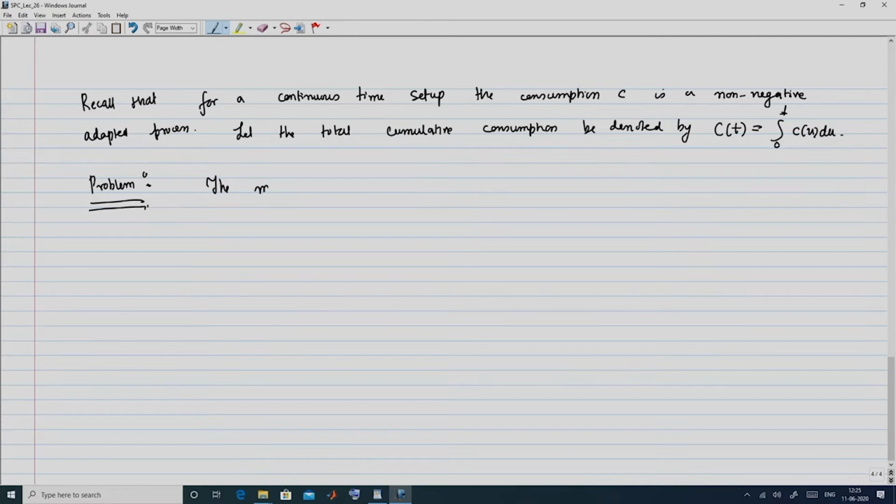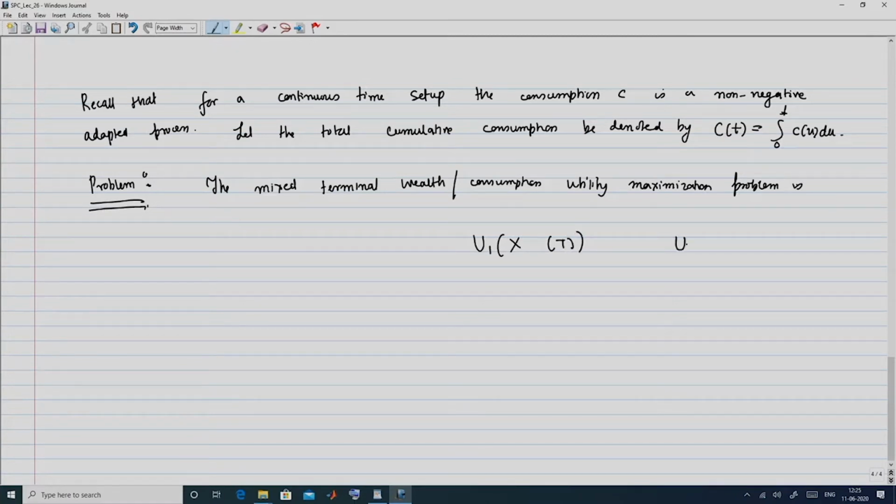So, the mixed problem, that means it is a combination of terminal wealth and consumption utility maximization problem, is given by the following. We look at the utility of the final wealth, that is X of T, and the utility of consumption, and the integral of that from 0 to T of du.